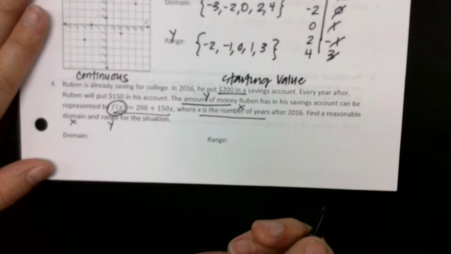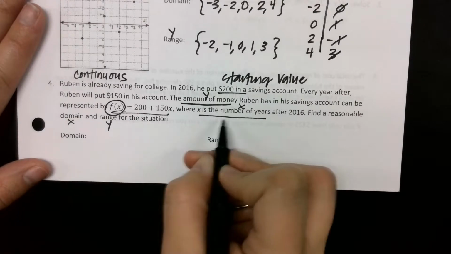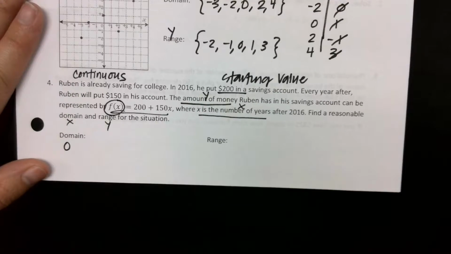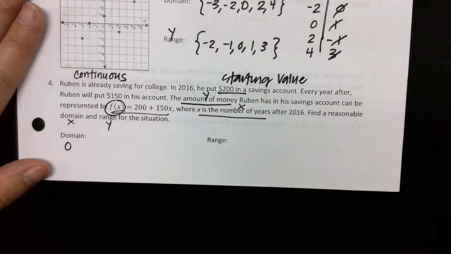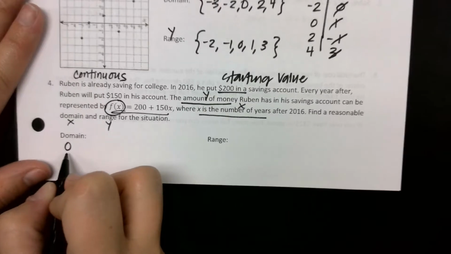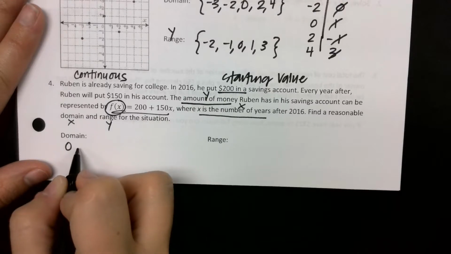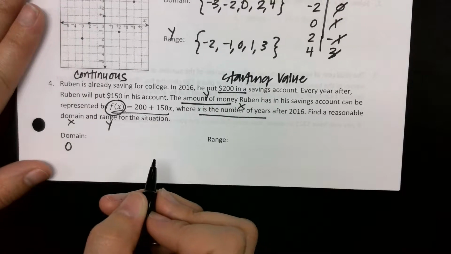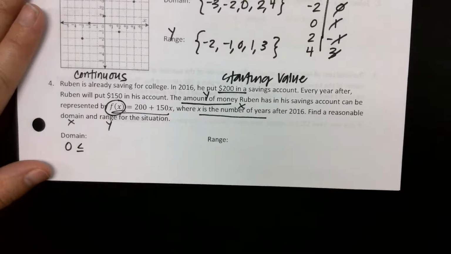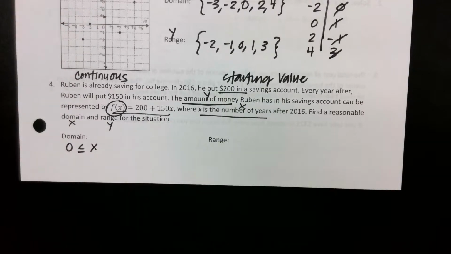Money can be decimals. What's my minimum x value, the number of years after 2016 when he starts saving? 0. It doesn't make sense for our time or our years to be negative. Therefore, we're going to start our time at 0. Our maximum number is going to be infinity. He could be saving forever. Less than or equal to, because our value can be 0 for time. And x is our number of years. So our domain is going to be anything that's greater than or equal to 0.